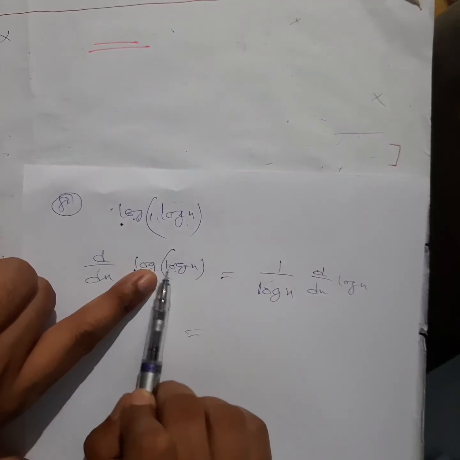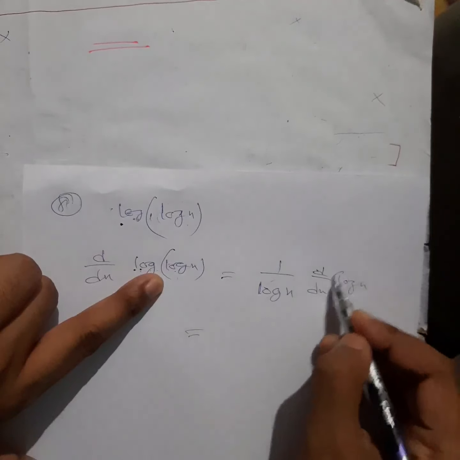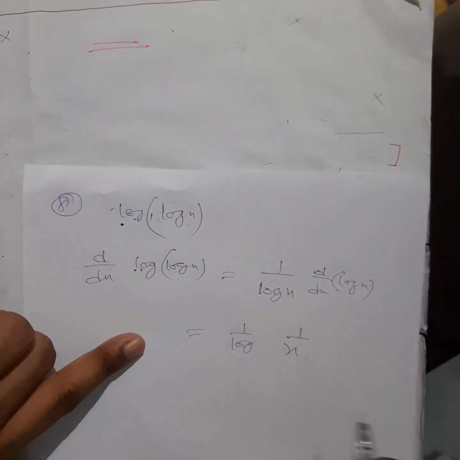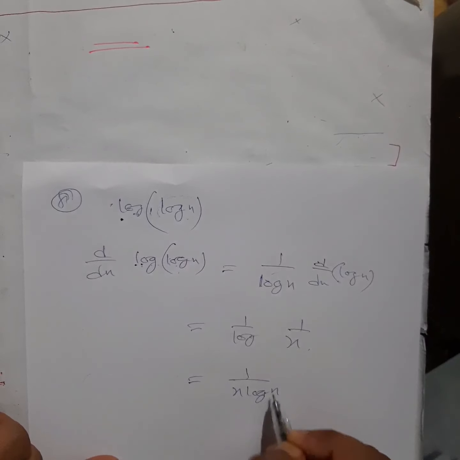So since you have a function inside, we will differentiate this one again, chain rule, okay? So d/dx of log x is equal to how much? 1 by x. So this will give you 1 by x log x. That's it.